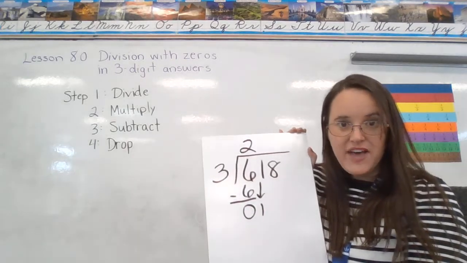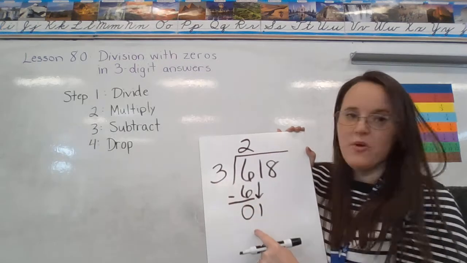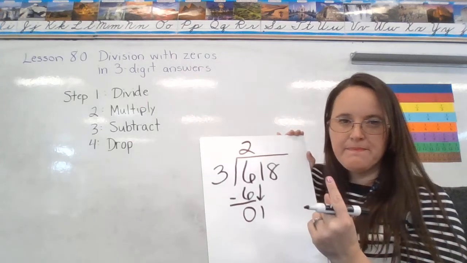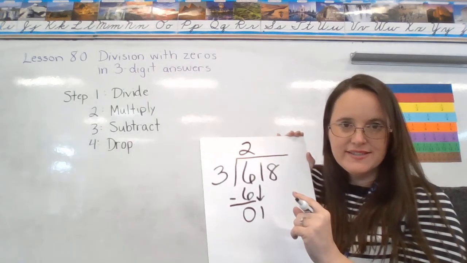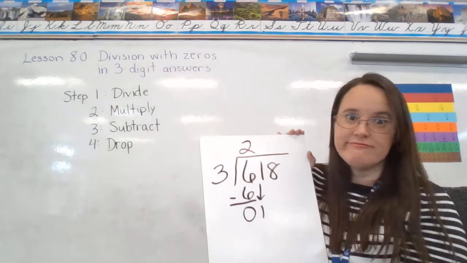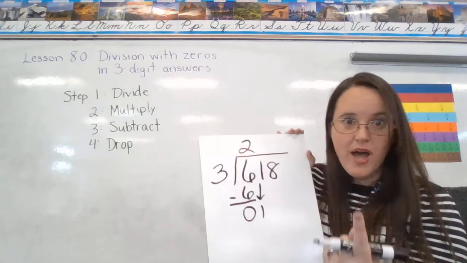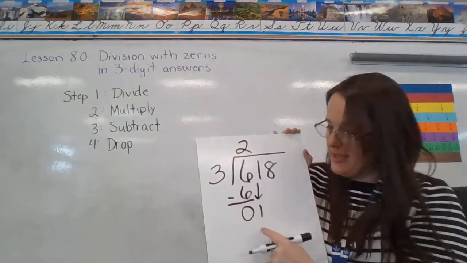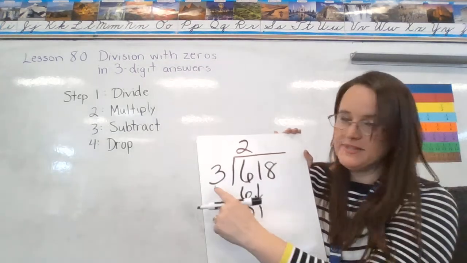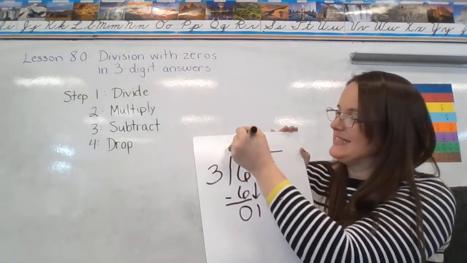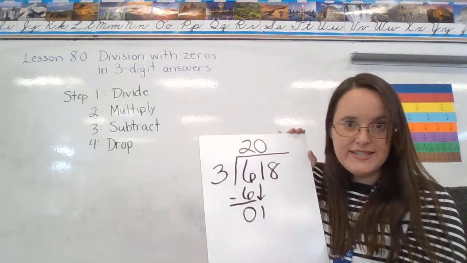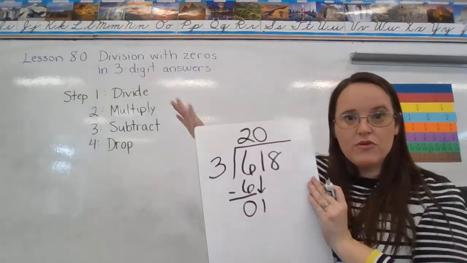Now we start over. Divide. Does 3 go into 1? If I have 1 M&M and I need to share it with 3 people, how many M&Ms do they each get? They don't each get an M&M. We only have 1. Okay? So, can I make groups of 3 if I only have 1? No. How many times does 3 go into 1? 0 times.